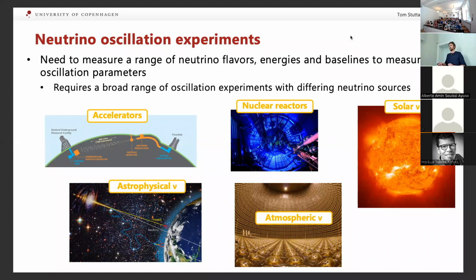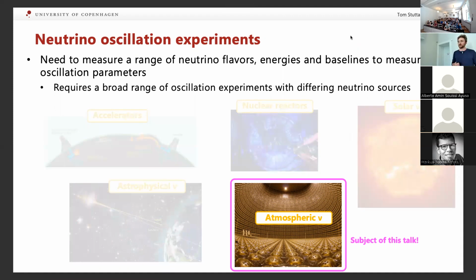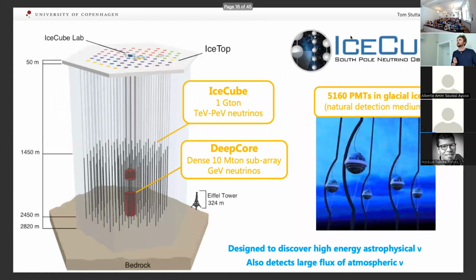This is not one of your more traditional oscillation experiments, but flavor triangle measurements still do constrain, for example, the mixing parameters. But I'll be focusing here on atmospheric neutrinos, and I'll explain a bit why now.